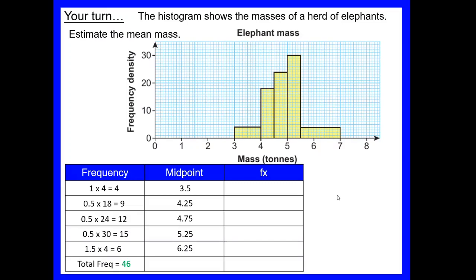Multiply the frequency and the midpoint to get the total for each group. So 14, 38.25, 57, 78.75, 37.5, and the total tons for everybody there is 225.5. So to find our mean, we're going to do the total tons for all of the elephants divided by the 46 elephants, which means that the mean is 4.9 tons, again to 1 decimal place.